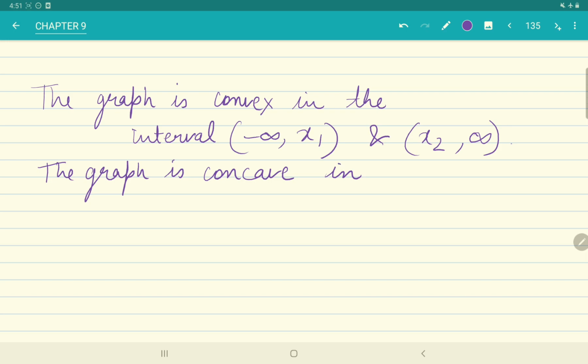Okay, I have made one mistake. I should actually go for this. I'll just let you know why. And it is concave in x1, x2. So why have I put this half open and half open interval here? For that, let's take a look at the diagram again.